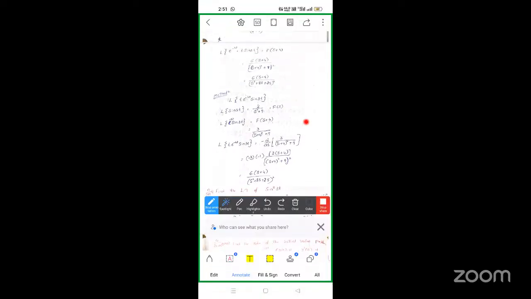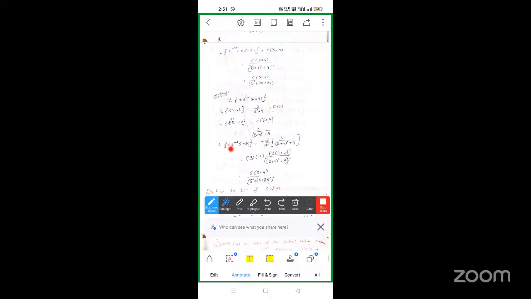So one example is there: L of t into e power minus 4t sine 3t. Solve this Laplace transform. So we know that L of sine 3t is equal to 3 by s square plus 9, that is equal to F of s. Using the first shifting theorem, L of e power minus 4t into sine 3t is equal to F of s plus 4. So in place of s, we write s plus 4. So 3 by s plus 4 whole square plus 9.